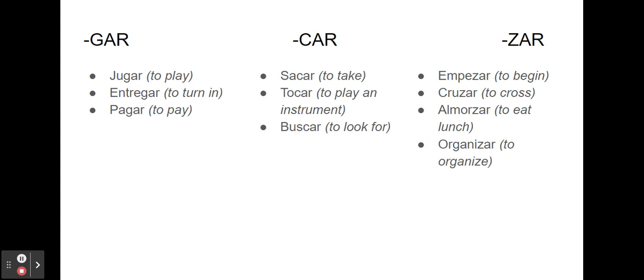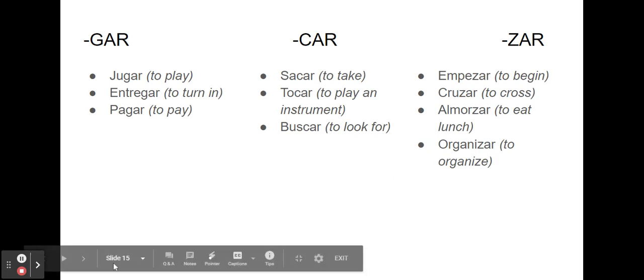Do note how I pronounce these words that end in ZAR. In English, the Z sound is very kind of aggressive and strong. But in Spanish, it's much softer and it sounds almost more like an S. So I'm saying empezar, not empezar. Do you hear the difference there? Empezar, cruzar, almorzar, organizar. So the Z sounds a little bit more like an S in Spanish.